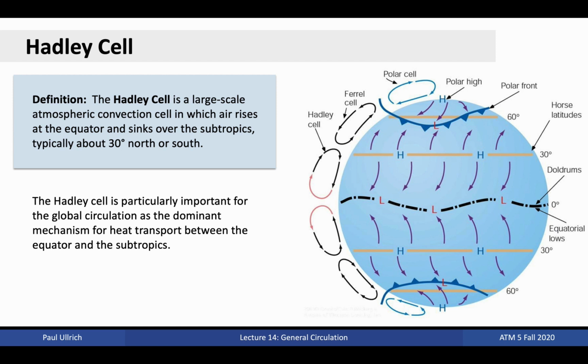Thus, for the Earth, we can define the Hadley cell as a large-scale atmospheric convection cell in which air rises at the equator and sinks in the subtropics, typically around 30 degrees north or south. Again, the exact position of the rising air and sinking air vary depending on the season. Where that air rises and sinks determines where precipitation is enhanced and where it is suppressed. The Hadley cell is one of the most important mechanisms for transport of heat from equatorial regions to the subtropics. From there, midlatitudinal weather is needed to carry that heat farther poleward, and we'll touch on how it does that later in this lecture.